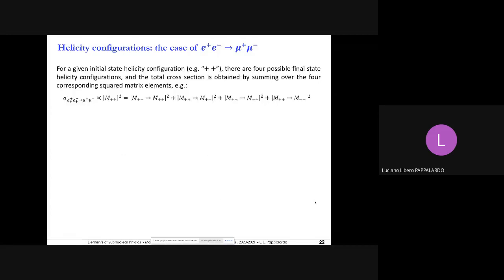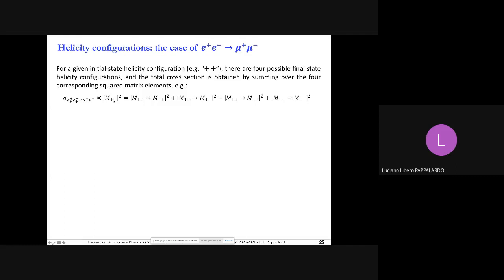Now, for a given initial state helicity configuration, suppose we concentrate on the plus plus, so both electron and positron have a positive helicity. Then we have 4 possible final state helicity configurations, and the total cross-section is obtained by summing over all the 4 corresponding squared matrix elements.